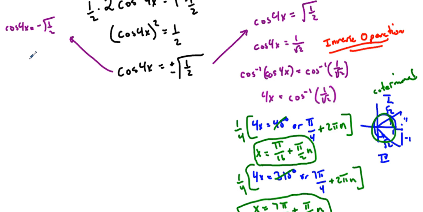So we're going to do this negative portion. Solving for x, I'm going to take the inverse cosine. Remember to take the inverse cosine of both sides to get rid of the cosine, so we can solve for the inside of cosine.